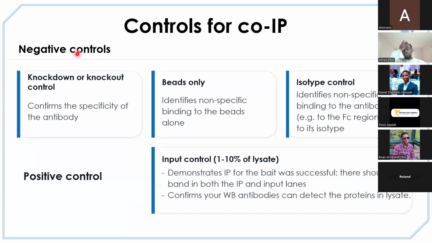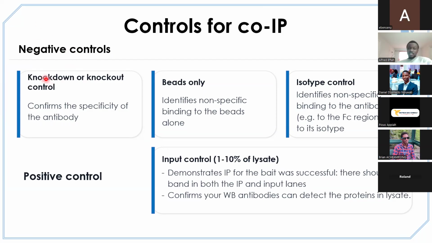So what are some of the controls? Controls are very important because we don't want any situation whereby you come and tell us there was an interaction, of which in actual sense there wasn't any interaction. So we include a lot of controls to rule out any false positives. So first one, assuming you are working with cell lines, so you're working with mice, what we can do is that we can knock down protein A. We want to find out if protein A is there or not. Protein A is interacting with protein X.